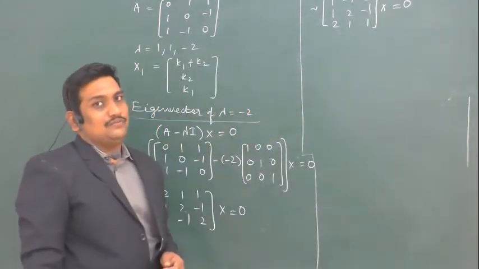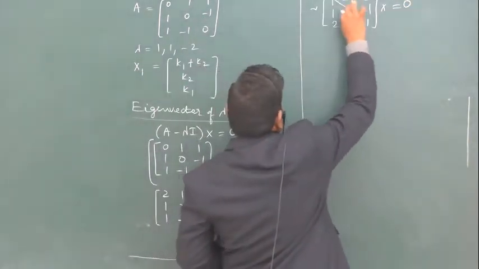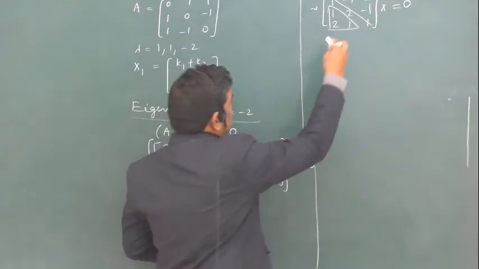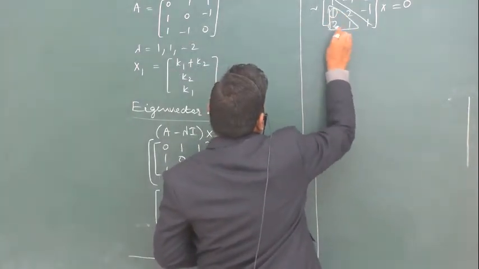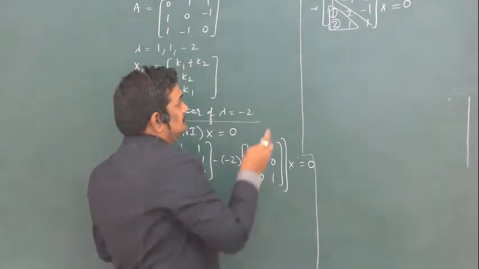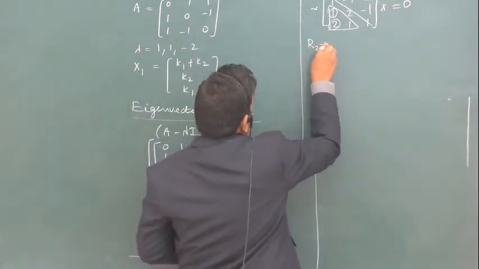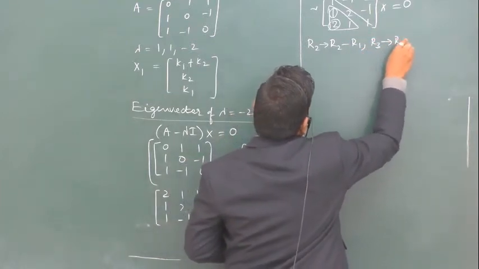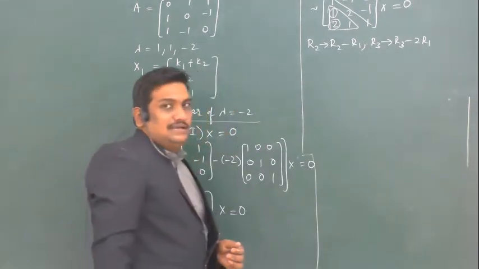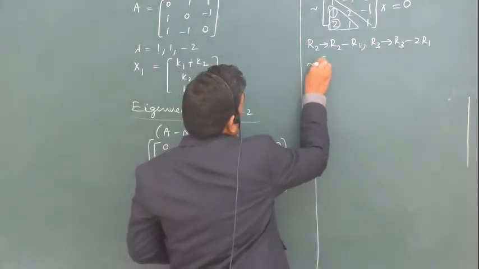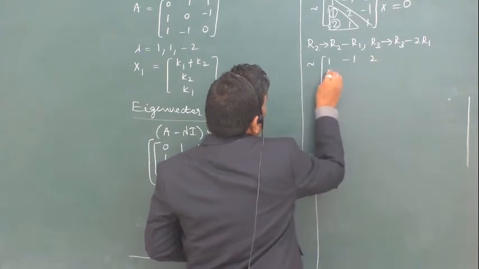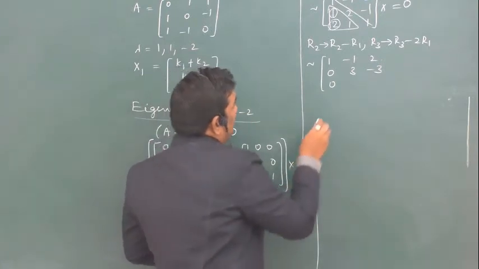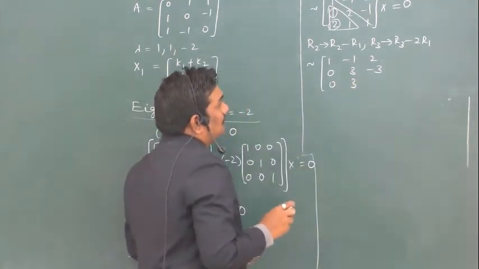Now we are applying the echelon form method. Along the principal diagonal, you need to make the elements below the diagonal zeros. First, make the elements in the first column below the diagonal zeros. For this, R2 to R2 minus R1 and R3 to R3 minus 2 R1. Now it will be [1 -1 2; 0 3 -3; 0 3 -3].